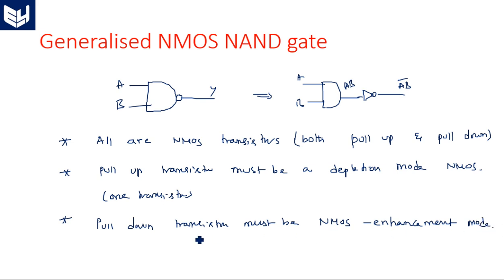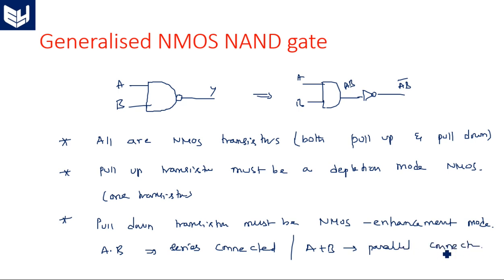It is nothing but realization. Suppose we have an AND operation, A dot B, the product. It will give you a series connection between two NMOS transistors. Suppose it is a plus operation, then it is a parallel connection between two NMOS transistors. For however many inputs, that many NMOS transistors in enhancement mode we need.